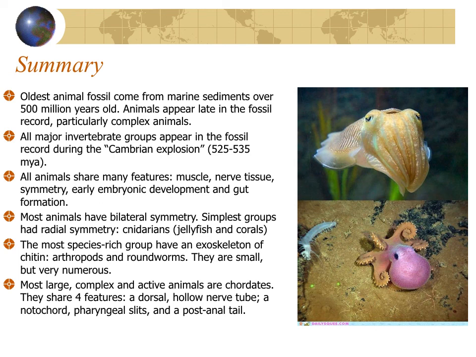Simple animal groups have radial symmetry. The most species-rich groups have an exoskeleton of chitin. These are the arthropods and roundworms. They are small but extremely numerous. Large, complex animals are the chordates. They share four features: a dorsal hollow nerve tube, a notochord, pharyngeal gill slits, and a postanal tail. Okay, we'll talk about this last group more in the next program.